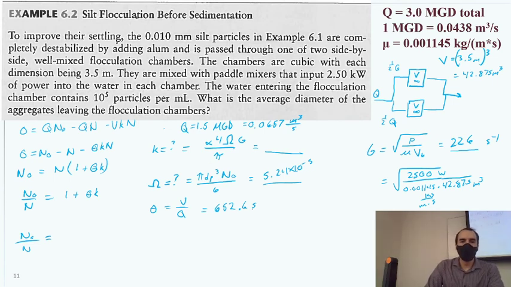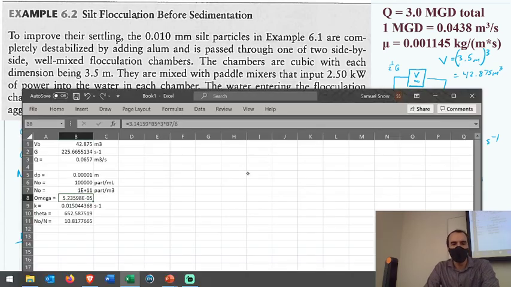One final thing here is we need to know the collision efficiency, and that was given to us when it said the particles are completely destabilized. So when it says completely destabilized, we know that that collision efficiency is 1. Okay, with that, then we can put in those numbers and get K. So K is going to be 0.015 per second.